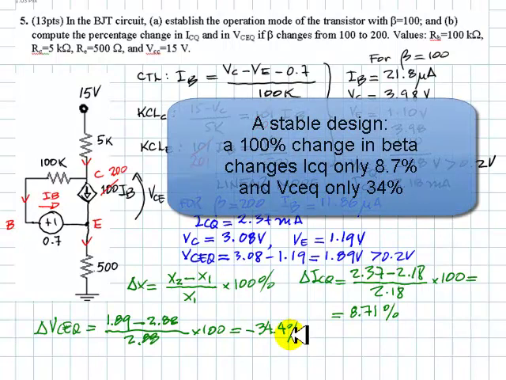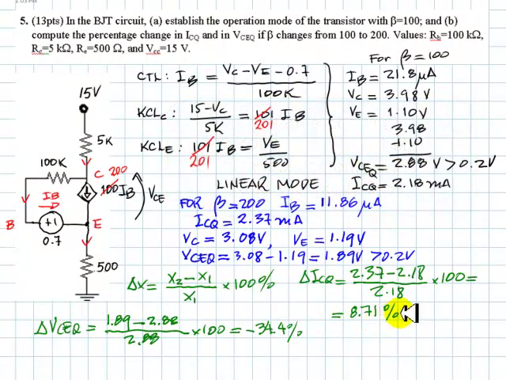This means that when the transistor's beta changes 100%, the collector current will change only 8.7% and VCEQ only one third. The feedback introduced by this emitter resistor and this connection is working effectively to limit the effect of changes in beta in the point of operation. This last part you did not have to answer with words. I just wanted to say that.